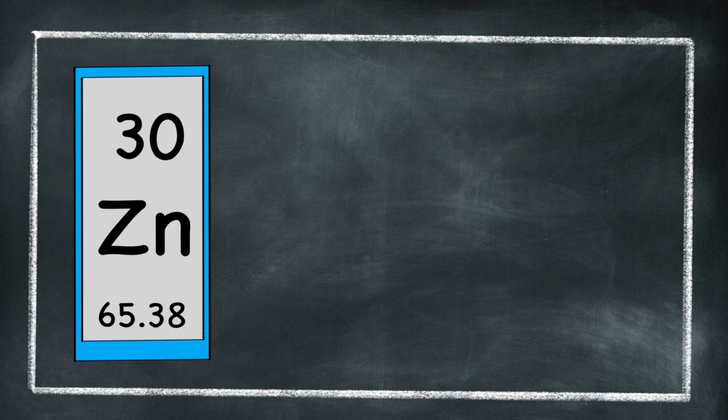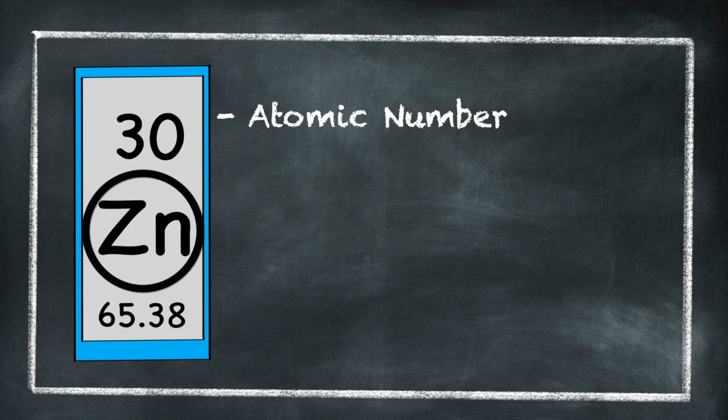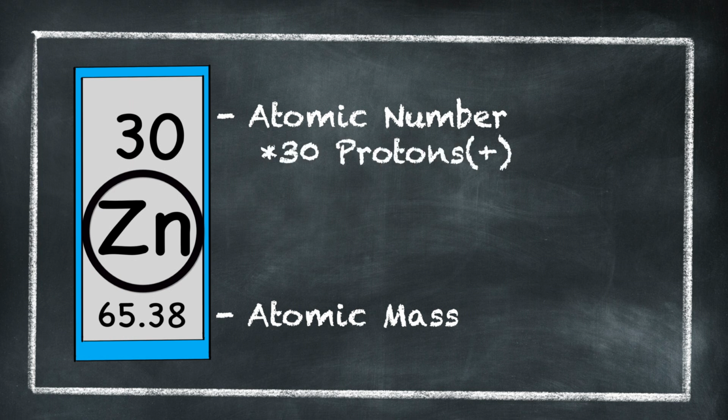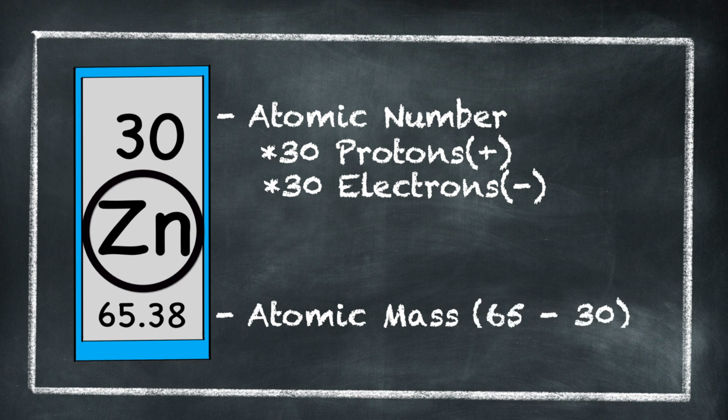How about zinc? Zinc's chemical symbol is Zn. Its atomic number is 30 and its atomic mass is 65.38. If we break this down, zinc has 30 protons because its atomic number is 30. If it's neutral, then it has 30 electrons. And finally, in order to find the number of neutrons, we take our atomic mass minus our number of protons. So 65.38, or we round that down to 65, minus 30, and that's going to give us 35 neutrons. So zinc has 35 neutrons, 30 protons, and 30 electrons.